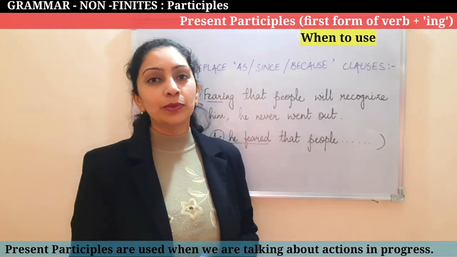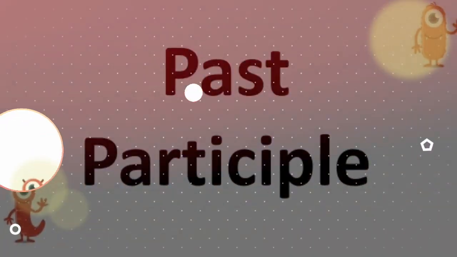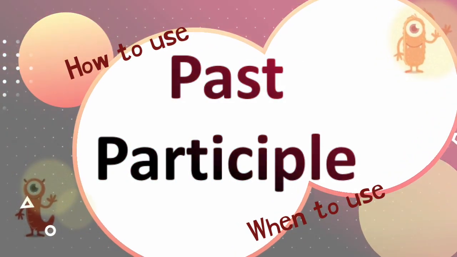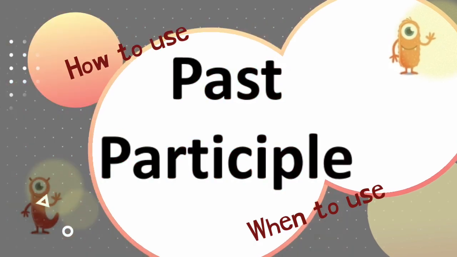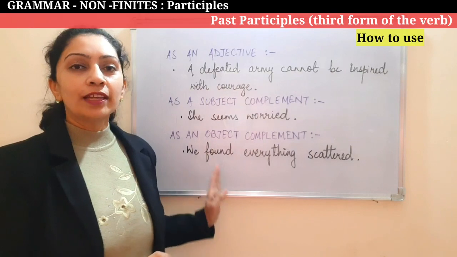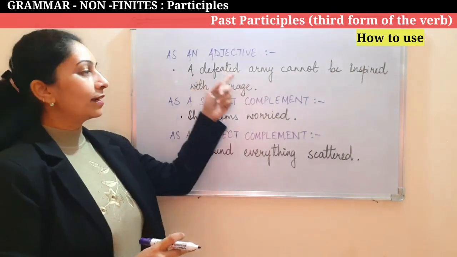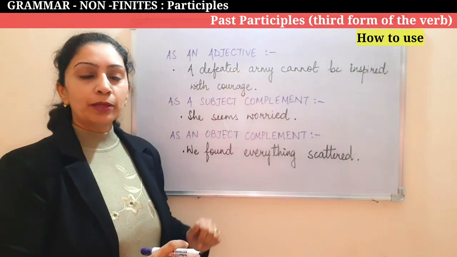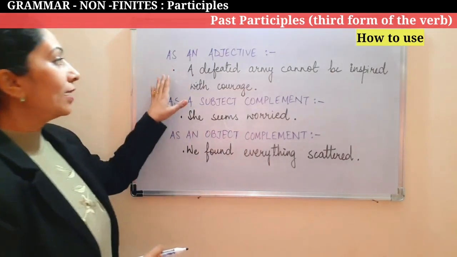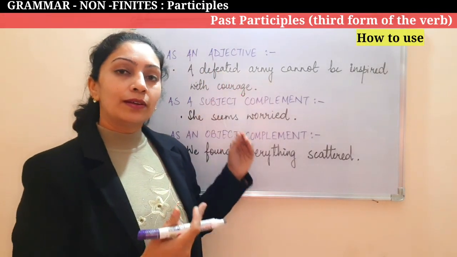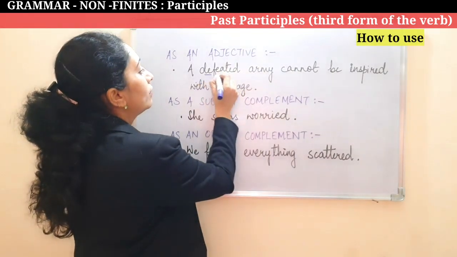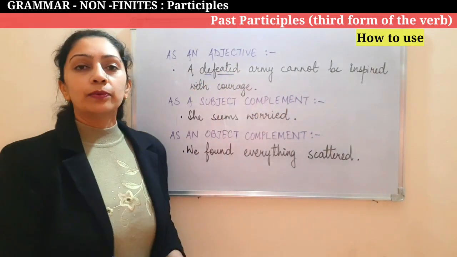Let's now see how to use past participle. So when we talk about past participles, they also act in the same way as present participles, like as an adjective or as a subject complement or as an object complement. Let's look at an example on each. As an adjective, we have already seen that they have to qualify a noun. So here it can be, a defeated army cannot be inspired with courage.